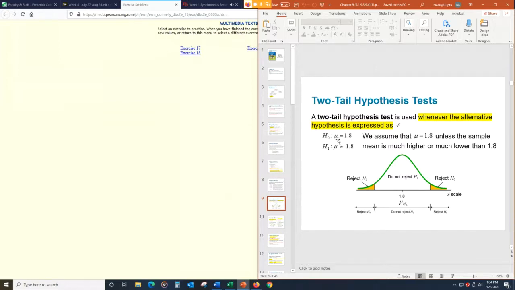So I took the example of 1.8 gigabytes as the usage of data. So I'm having mu equal to 1.8. If it is not true, then what will be true? Mu not equal to 1.8. Which one is my alternate? The one which has the not equal to sign.